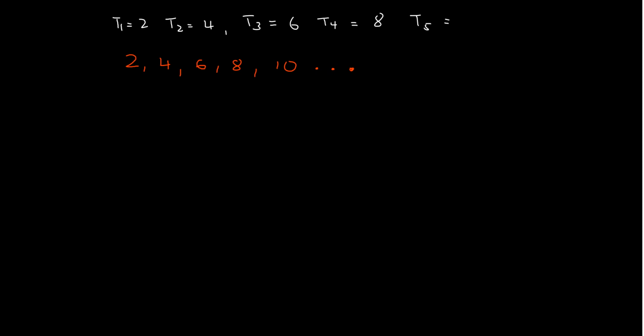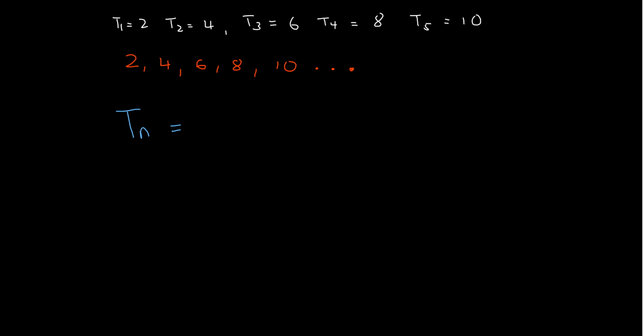Okay, so these are our first 5 terms in this sequence, and what I want you to do is see if you can work out a rule for this. So it's going to be T of n. If we have T of n, what's the rule going to be? When n is 1, T of n is 2. When n is 2, T of n is 4. When n is 3, T of n is 6. When n is 4, T of n is 8. And when n is 5, T of n is 10.